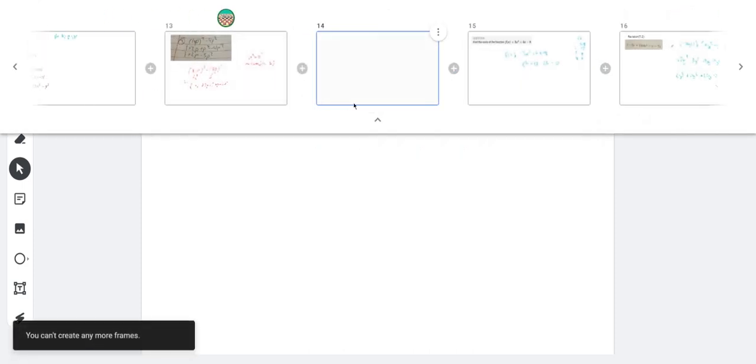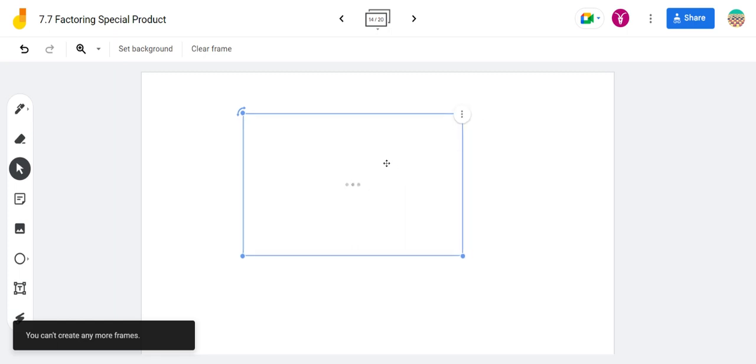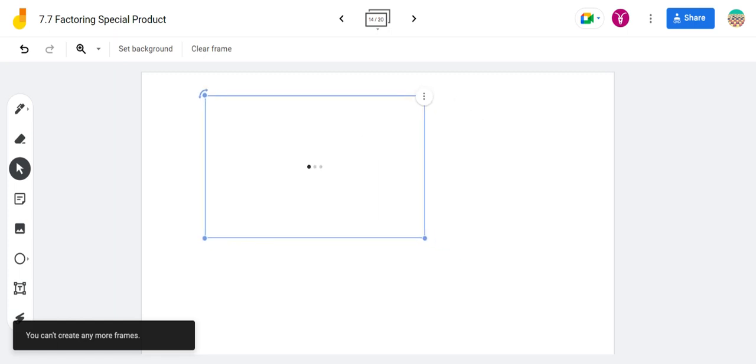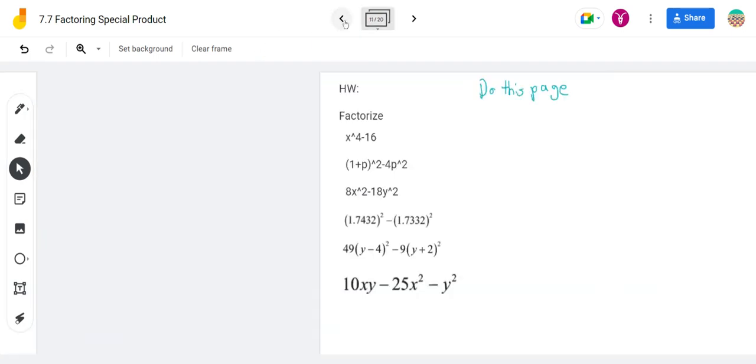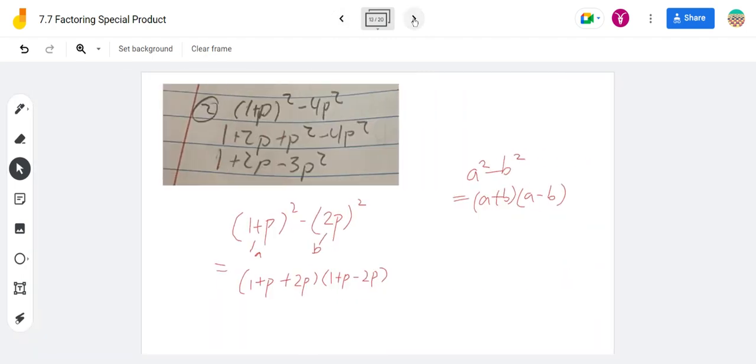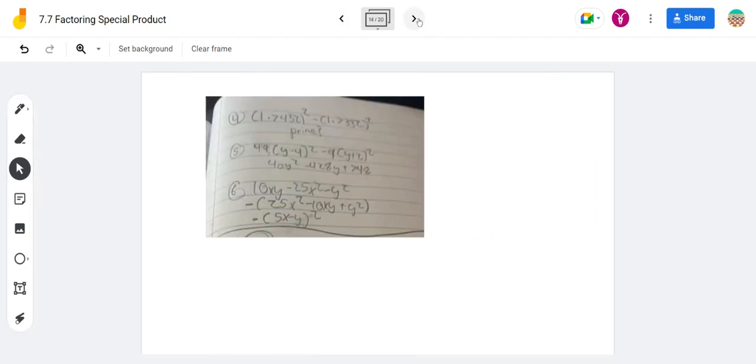Okay, so these three questions. Oh, so question number 4 is actually you need to evaluate this number. So for question number 4, you should use a squared minus b squared equals a plus b times a minus b, and then you can calculate the answer easily.